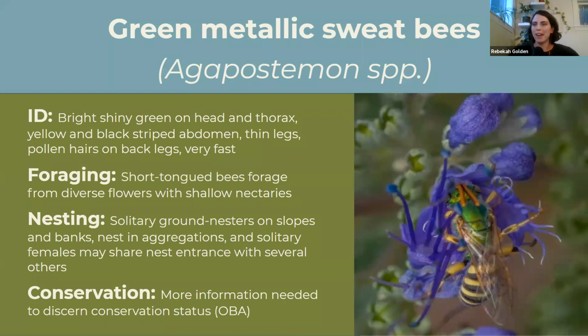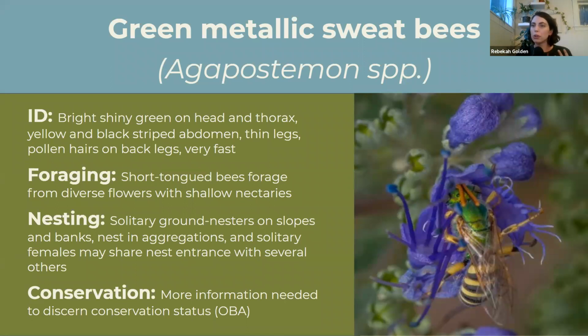These are green metallic sweat bees. And so this is the genus Agapostemon. And there are many species, but they're all characterized by having these bright green shiny head and thorax. So those first two segments. And then their back half is yellow and black striped usually. And so these sweat bees will generally have short and thin yellow legs, but really that bright green metallic head and thorax are like the dead giveaway of what you're looking at.